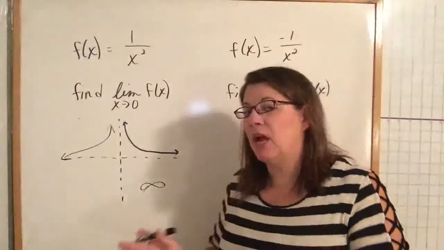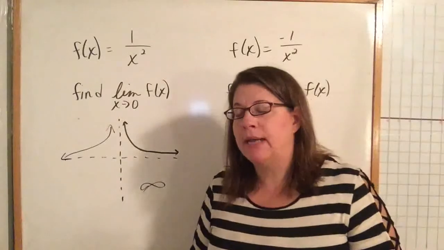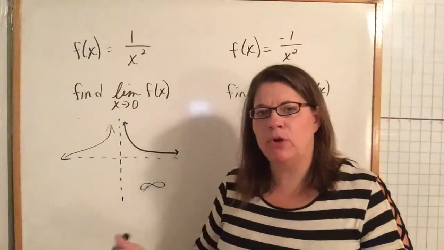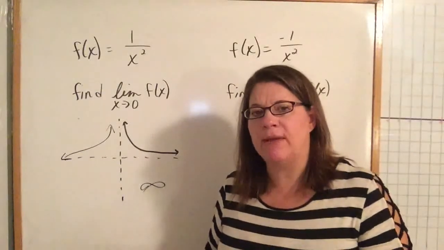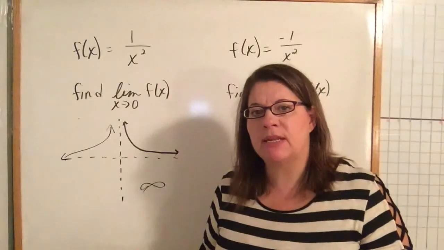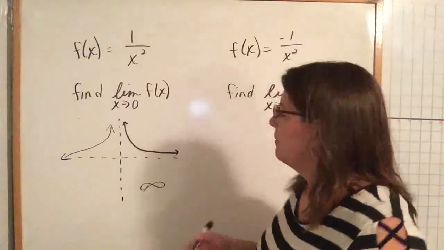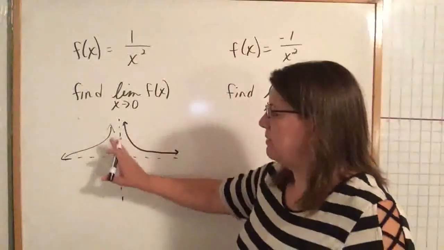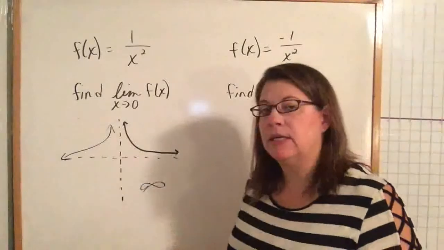So my limit here would be infinity. Now remember, in the other ones, I didn't really answer those questions, but they were approaching different things from different sides, so we would have to say in those the limit doesn't exist. But in this one, it approaches infinity because they're both going up.